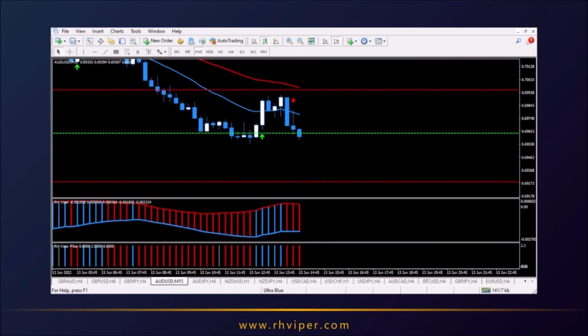So we're going to look for the next candle that forms completely below the blue moving average. And we get this on this one candle that just recently closed. It formed completely below the blue moving average. This high didn't touch that blue moving average.